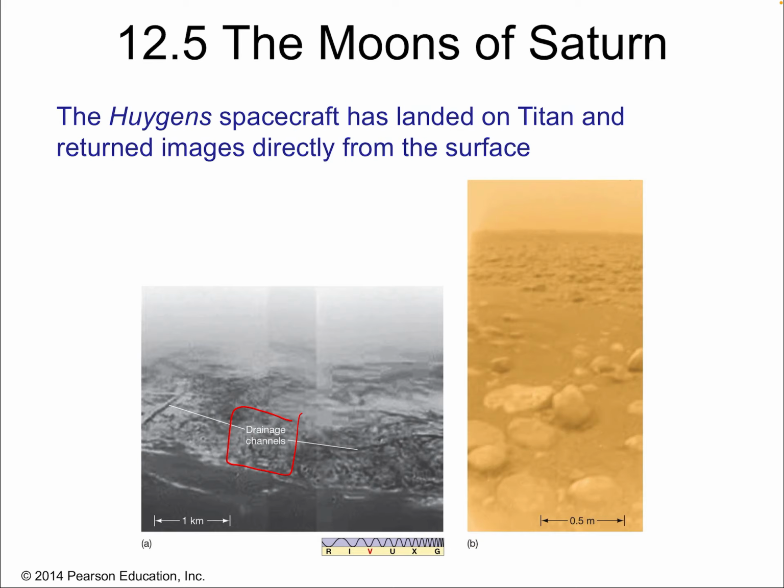The Huygens spacecraft landed on Titan, all right, and returned images directly from the surface. So we can see rocks, almost looks like Mars, right? But there are lots of interesting surface features on this incredibly fascinating moon.